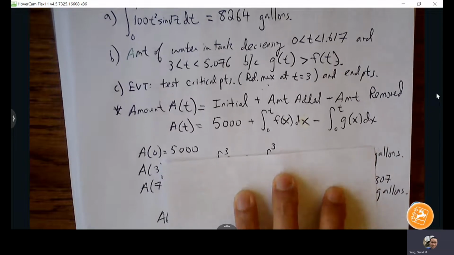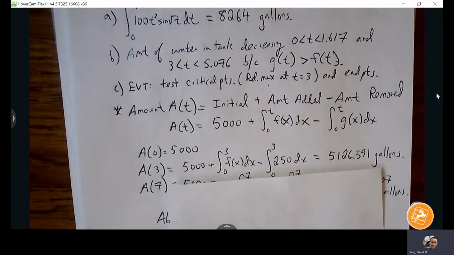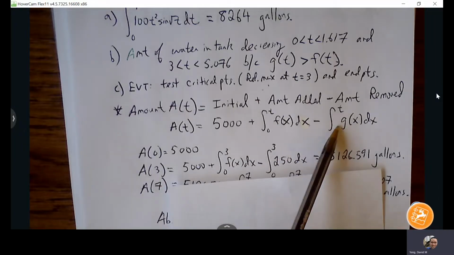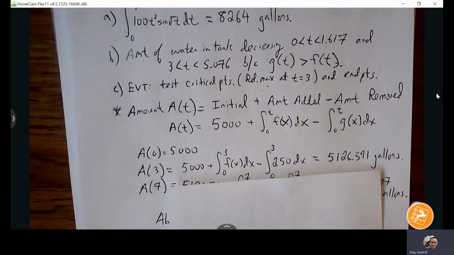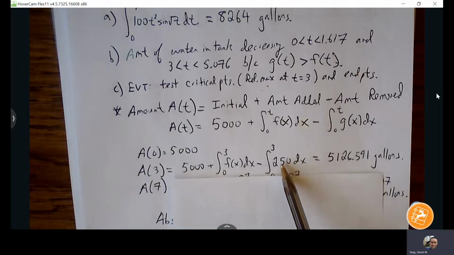If I want to find out how much water is in the tank at 3 hours, because we know that's a relative max, 5,000 would be the initial. The integral from 0 to 3 would be the accumulation of water that's entered in, and then 0 to 3 of g of x is split into 2 categories, right? Or 2 time intervals. From 0 to 3 is 250 gallons per hour, but then from 3 to 7 is 2,000 gallons per hour. So we care about the 250, so we can enter that into the calculator. It's just a constant rate, so that's why that's just a number. Okay, we enter that in the calculator, and we get 5126 gallons.